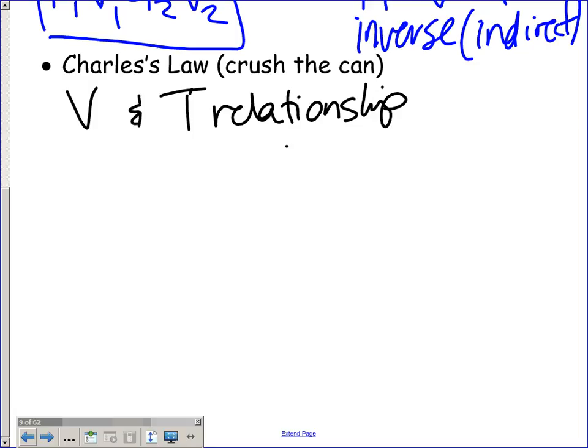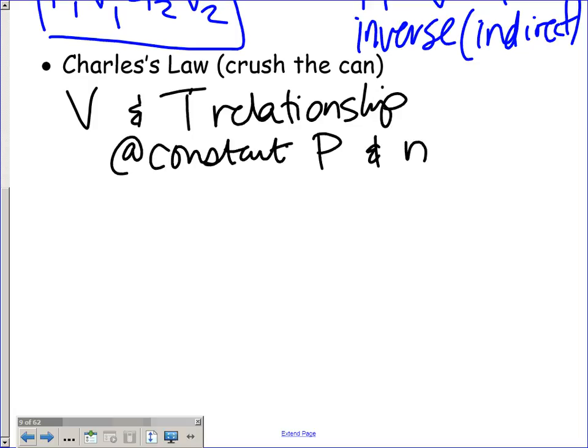What constants would exist with this relationship, with these two variables changing? What are the constant variables that you don't see up here? Okay, so at constant pressure and moles, where N is moles. So think about that. If I have a little box of air and I increase my temperature, what are the particles going to do? They are going to speed up.